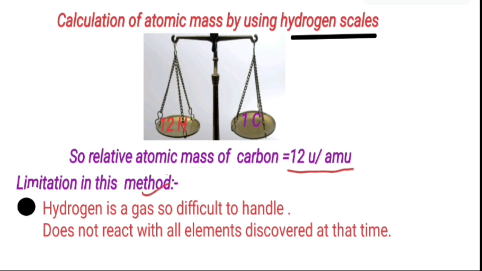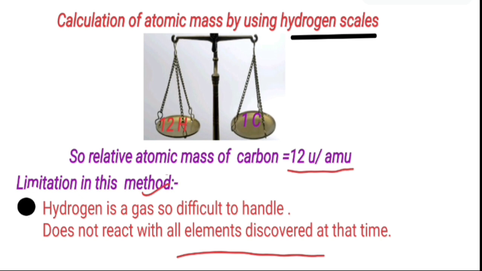Hydrogen is a gas. It is very difficult to handle it. And hydrogen does not react with all the elements discovered at that time. So, scientists changed the scale from hydrogen to oxygen. But they faced the same problem with oxygen, because oxygen is also a gas.